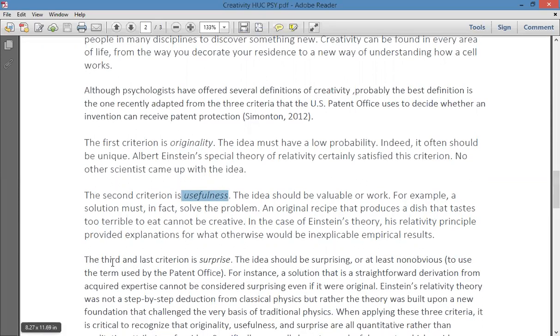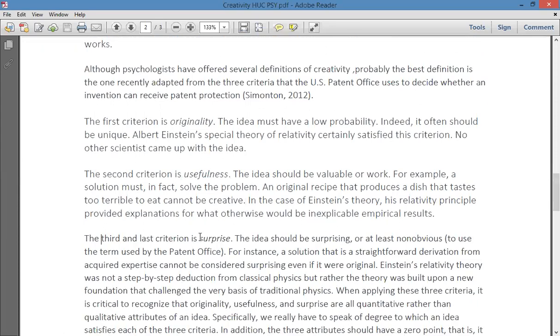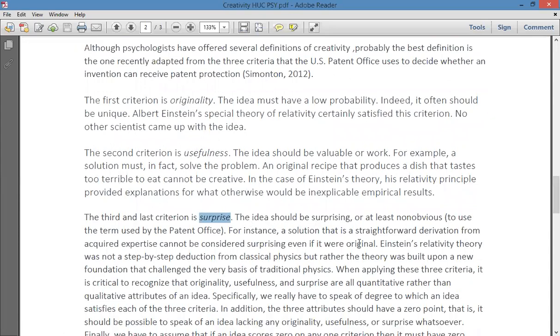Okay. The next, third, is surprise, right? First is originality. Second is usefulness. Third is surprise. The idea should be surprising or at least non-obvious, to use the term used by the patent office, right? What do you mean by non-obvious?